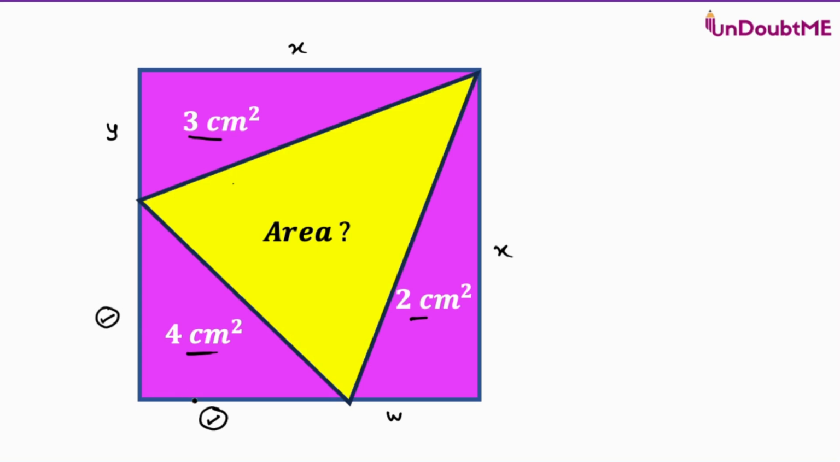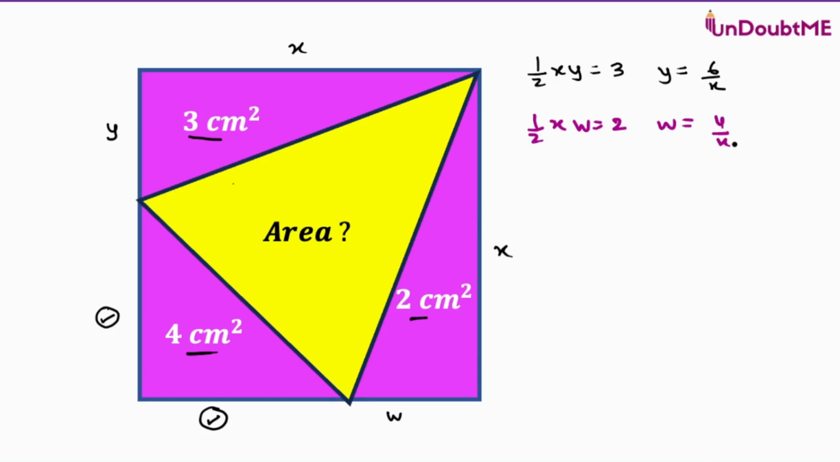Let us try. So the first area is 3. I'll write half base times height is equal to 3. That gave me the value of y as 6 over x. Similarly, I will write for the other one, half x times w is equal to 2. So that will give me the value of w as 4 over x.